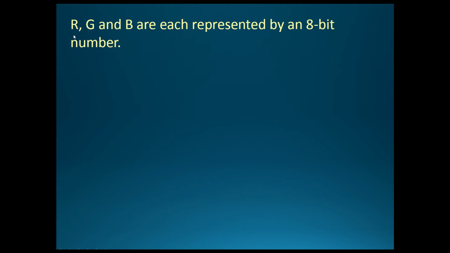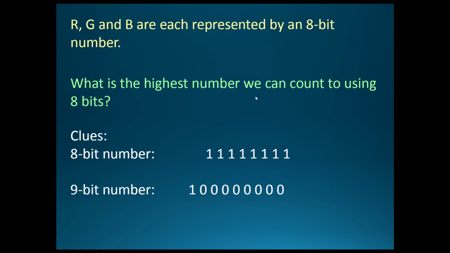In the RGB colour model, red, green and blue are represented by an 8-bit number. So here, this is our 8-bit number. The question there was the highest number we can count to using 8 bits. Well, if we take the next 9-bit number, because these are all ones, and we work through our binary place values, 1, 2, 4, 8, 16, 32, 64, 128, 256. This is one less, so that's going to give us 255 as our highest value because we are using an 8-bit number.